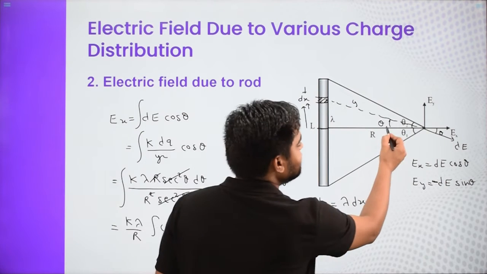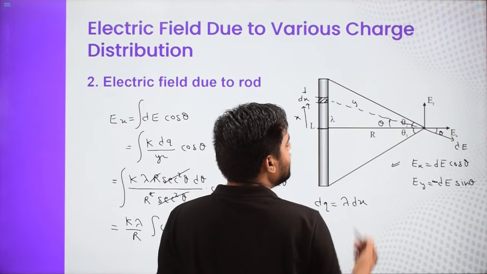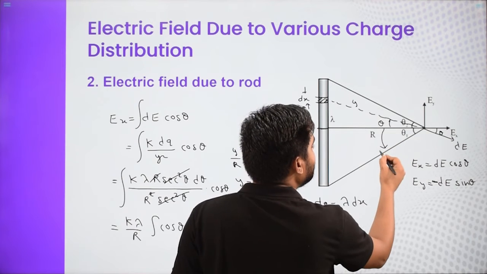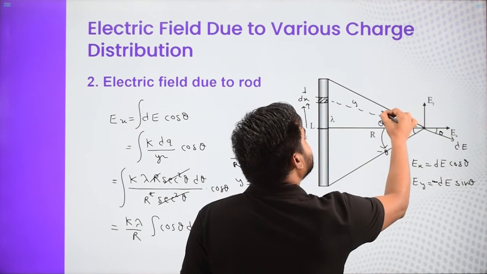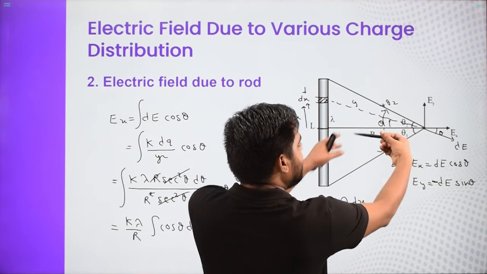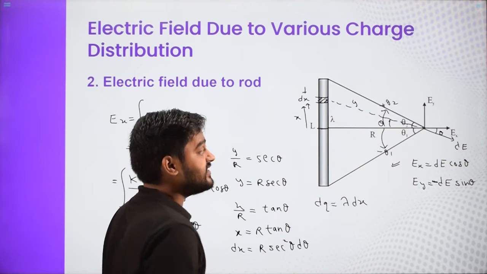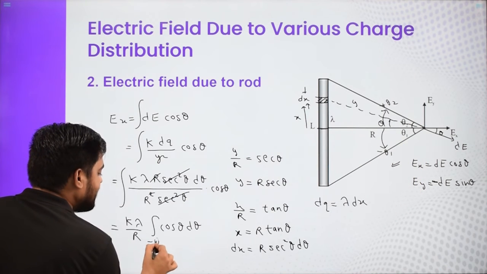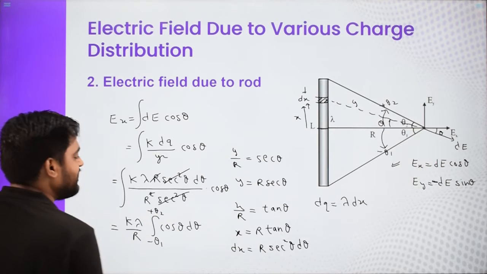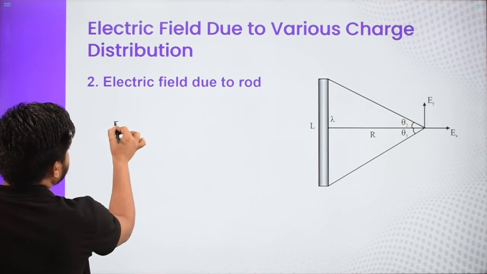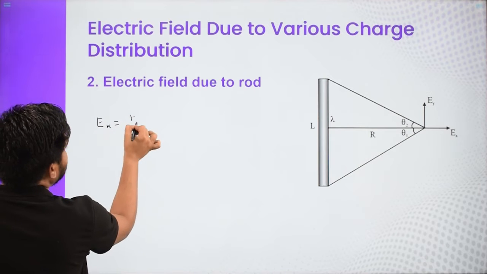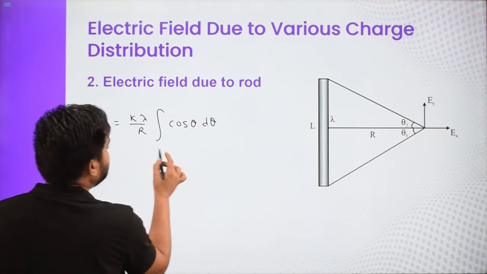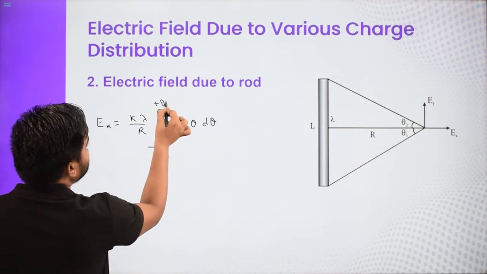So angle, we considered this angle to be theta. So I'll say theta changes all the way from minus theta 1 to plus theta 2, since this is a positive angle and angles have to be considered with sign. So let us put that limit, minus theta 1 to plus theta 2. And when we integrate, what do we get? Ex is k lambda by r integration of cos theta d theta. Limit was minus theta 1 to plus theta 2.